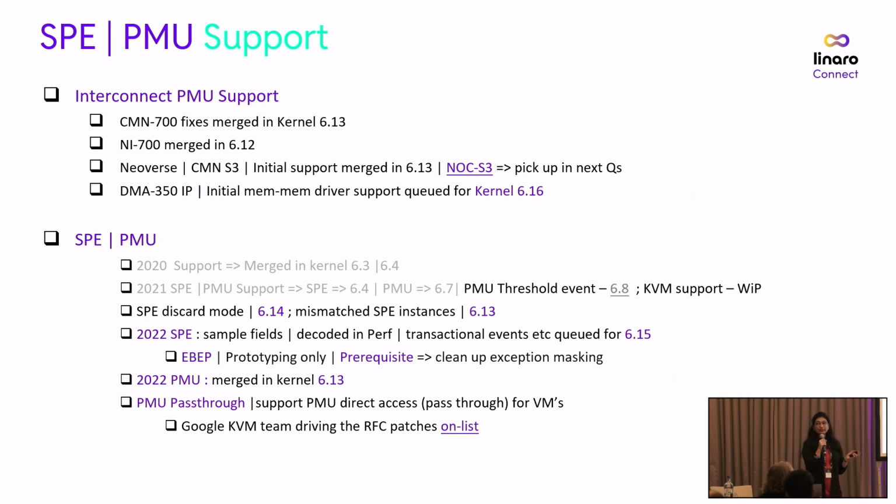Now, the Google KVM team has been driving these patches. There are RFC patches on list. This is a prerequisite. Once this is done, it is a big gateway into PMU threshold event and also BRB virtualization. On the 2022 SPE side, we have a few kernel landings for transactional events, sample fields, etc. Work in progress for EBEP prototyping. And then on 2022 PMU, we have a few merges in kernel 6.13.